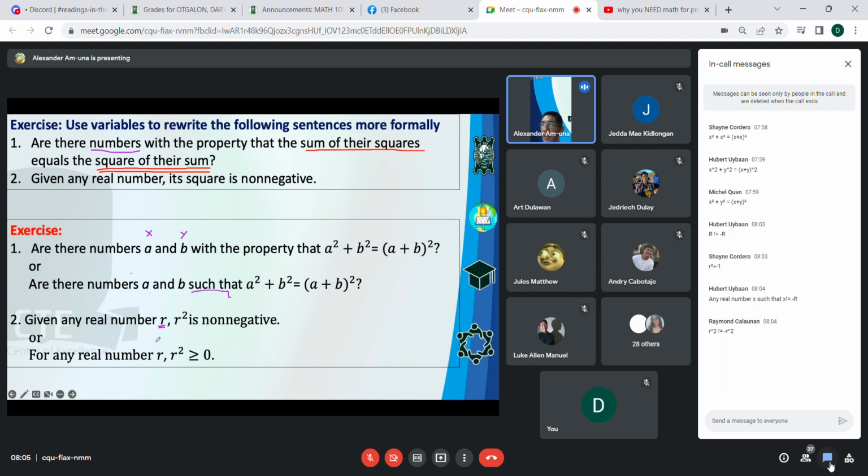Or in symbol form, when can we say that it is non-negative? It is greater than or equal to 0. That's why we have it here. R squared is greater than or equal to 0. Because the moment that it is greater than or equal to 0, then it is non-negative. Right? Okay. So, yan ang gamit ng mga variables.